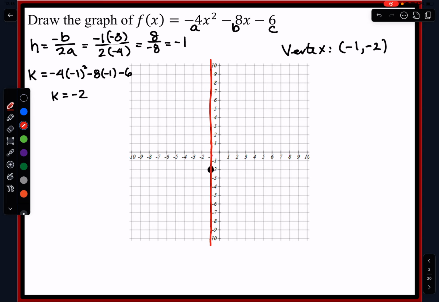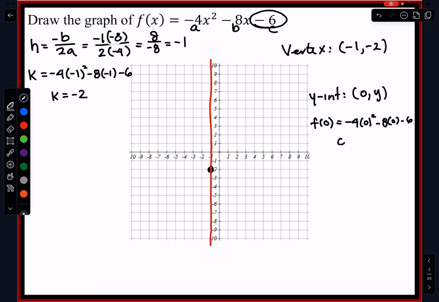Now, because this is in polynomial form, the easiest point to identify is the y-intercept. The y-intercept is simply going to be this constant, because again, the y-intercept occurs where x is equal to 0. So let me restate this. If I evaluate my function at 0, I end up with negative 4 times 0 to the second power minus 8 times 0 and then minus 6.